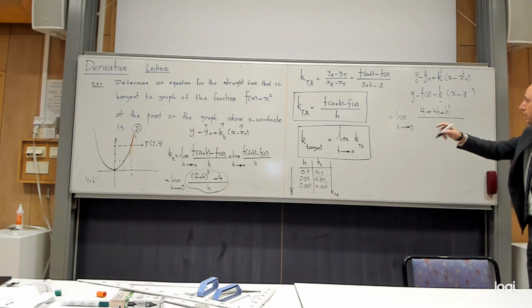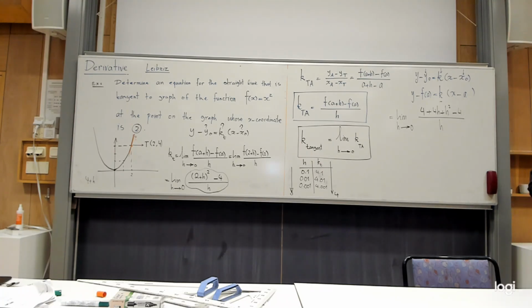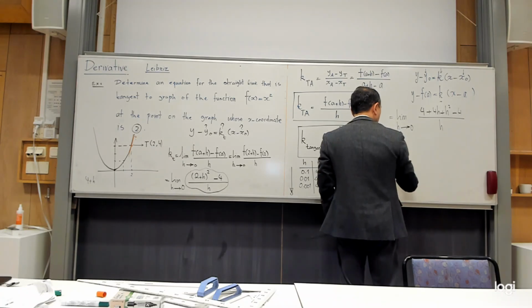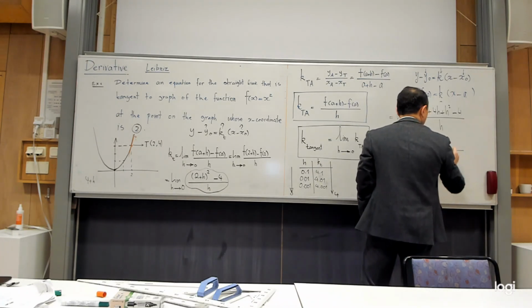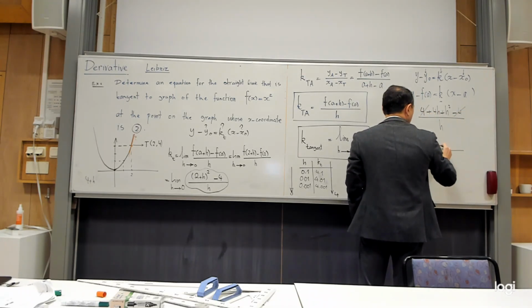And then I have a minus 4 at the end. And then I have H. Yes? And then what I do, I still can continue. So don't be lazy. Copy and paste this part all the time. The denominator is still H, but this 4 and that 4 are cancelled. I have 4H plus H squared.